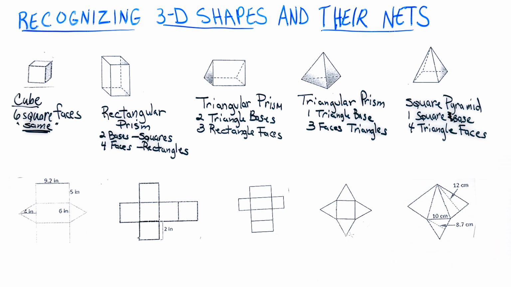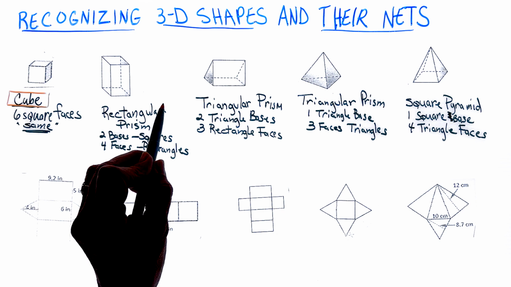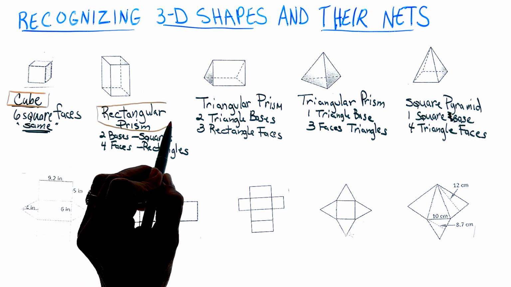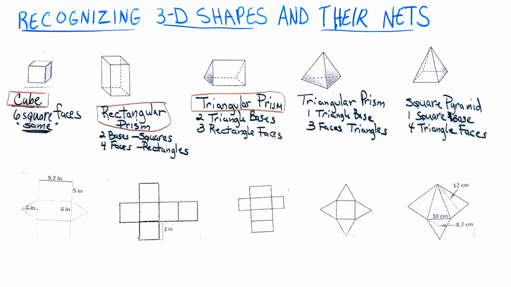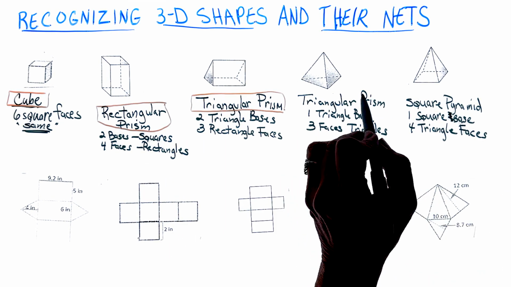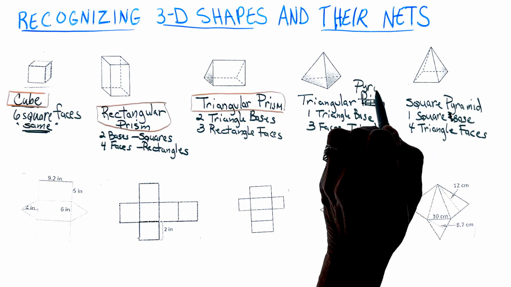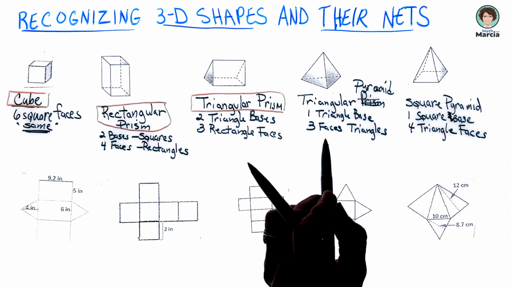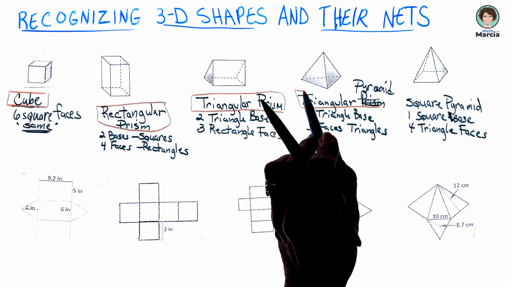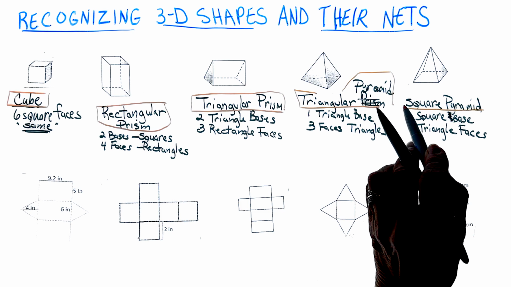All right, so now looking at these, I'm going to go ahead and box their names. We have a cube, we have a rectangular prism, we have a triangular prism, and this one should be, oh my goodness, I named that wrong. This one is not a prism, it is a pyramid. A triangular pyramid. Again, double checking is always so important. And here we have a square pyramid.